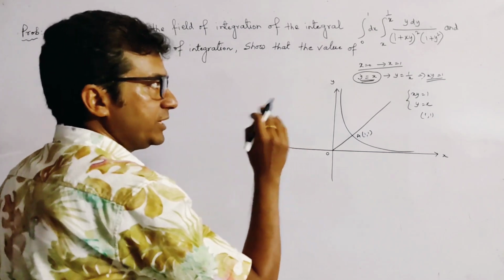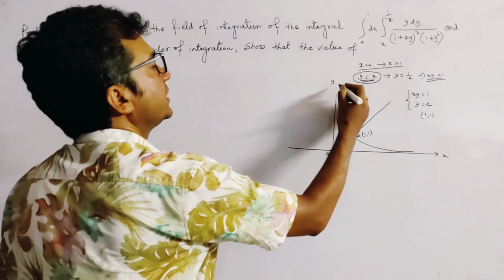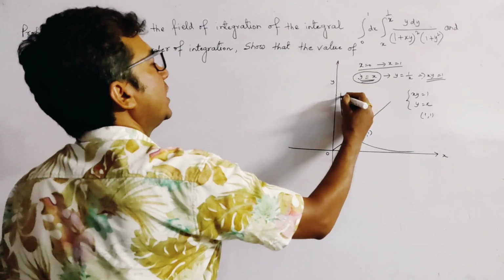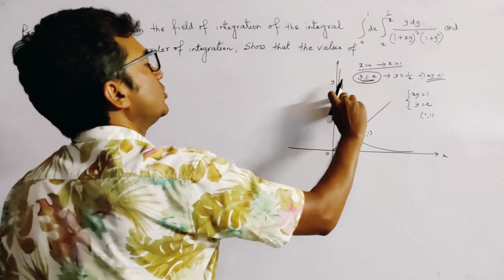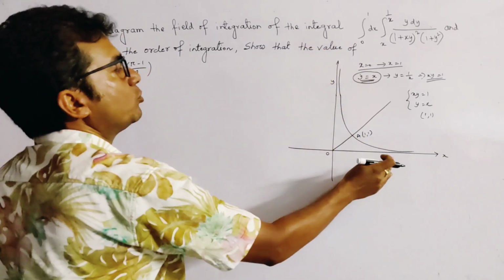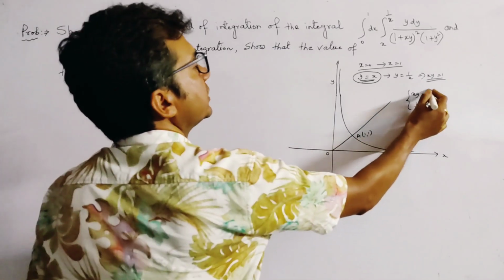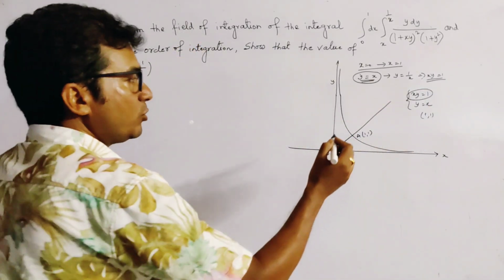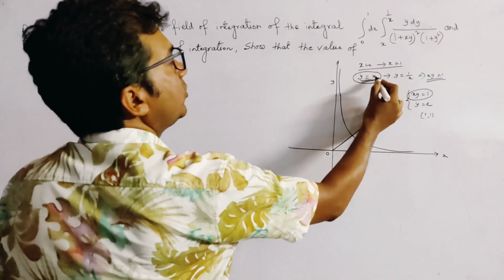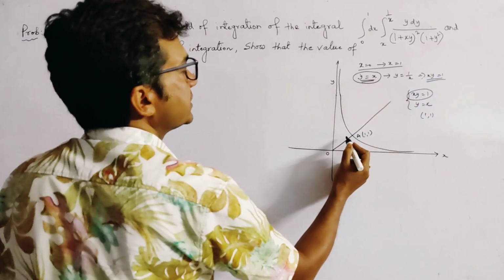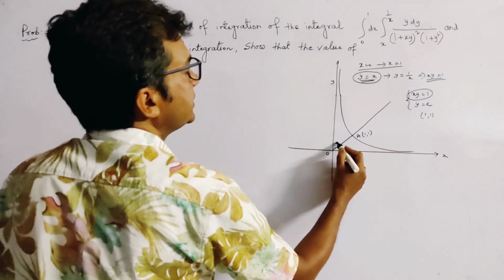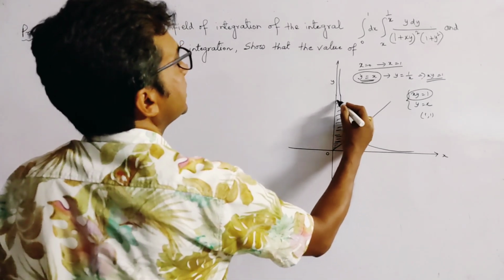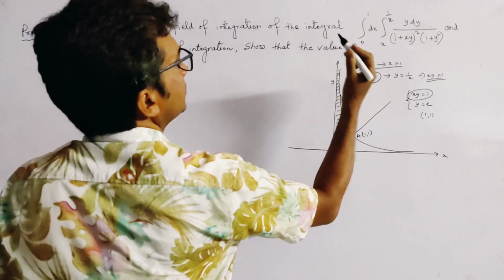So our field of integration is, you will produce the y-axis and the curve is like this, because the y-axis and x-axis are both the asymptotes of this curve, okay? And our region of integration is from y equal to x to y equal to 1 by x. So the region of integration is here, this is the region of integration, okay?